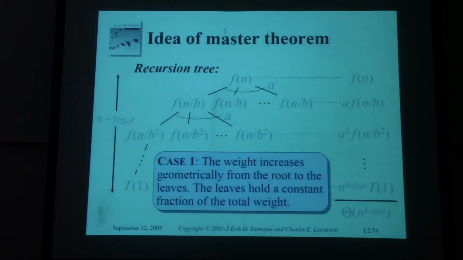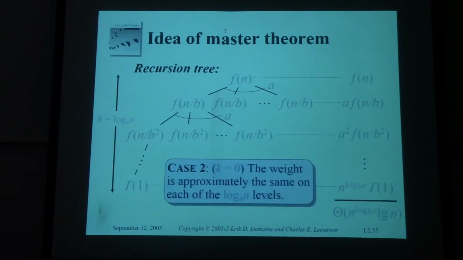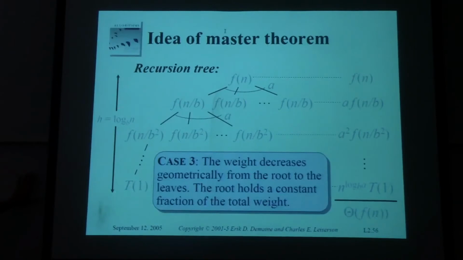Okay, so in case 1, the weight is increasing geometrically from the root to the leaves. The leaves hold a constant fraction of the total weight. If the weight is increasing, therefore the leaves drive the complexity. Case 2, the weight is approximately the same. In that case, the sameness is multiplied by the log to base b. In case 3, we have the weight decreasing geometrically from the root to the leaves, so therefore the root, or level 0, holds a constant fraction of the total weight. Okay, so that's it.